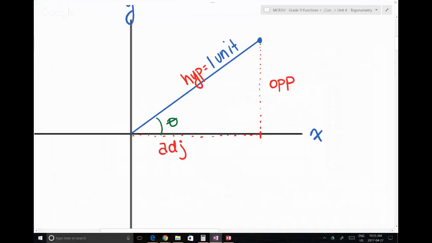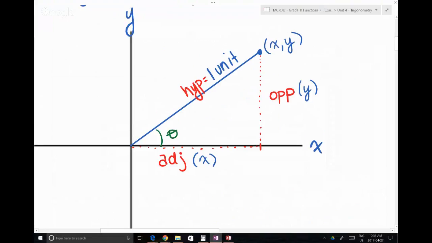And the neat thing about this is that the opposite must be just whatever the y value of this point is. If this is point x comma y, whatever the y value of that point is, that'll be how long the opposite is. And likewise, this adjacent, whatever the x value of that is, that'll be how long the adjacent is.